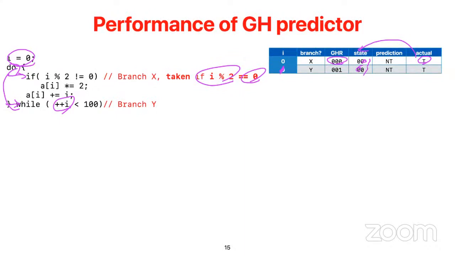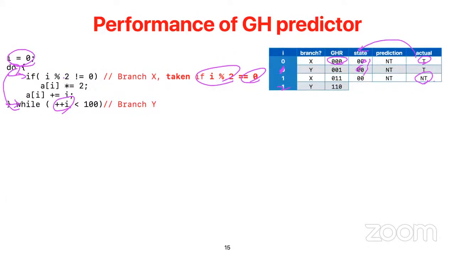And now, because this is taken, the global history register should be 0, 1, 1, and this is also the first time we see this global history register value. So it's still 0, 0, predicting not taken. And luckily, because now i equals 1, it's not taken. So, well, we guessed it right, but this is just by luck, right? It's not really the branch predictor making the call. So you start to feel, well, is this predictor really working? Okay, be patient, it hasn't finished yet. Now, i equals 2. We are at branch Y, and this is not taken, so you know the global history register would be 1, 1, 0.